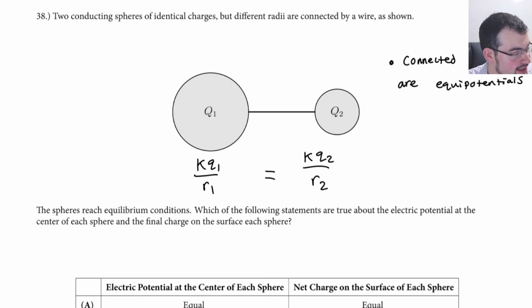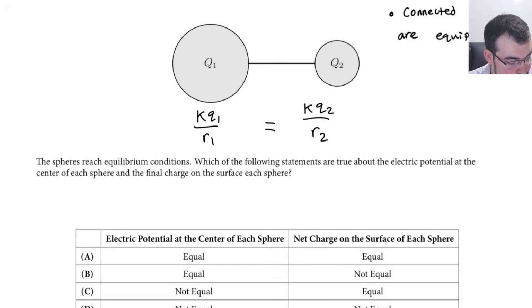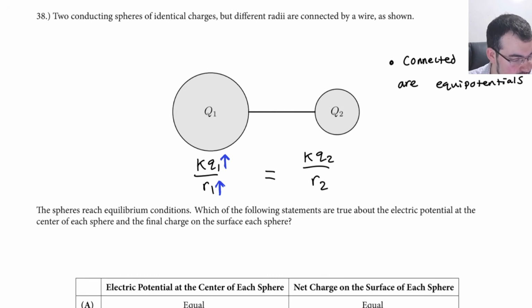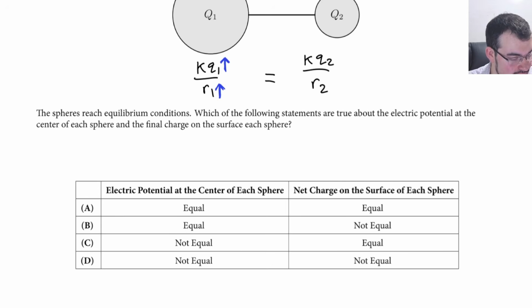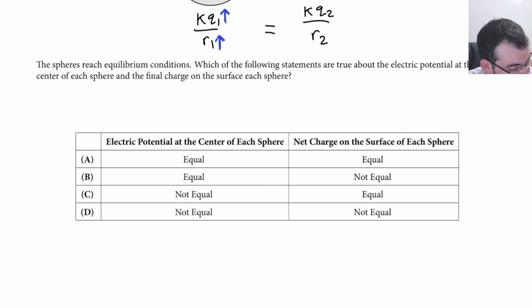So how do you get that to happen? Well, we know the potentials are equal, but what about the charge? Well, sphere 1 has a bigger radius. So if I'm making the same potential, KQ over R, and I have a bigger R, I must also have more Q, right? You have to pack more charge on the sphere to generate the same sort of height there. So, equal and not equal.